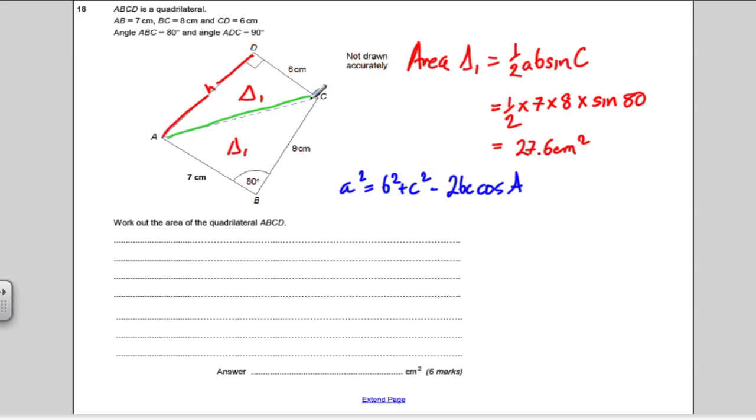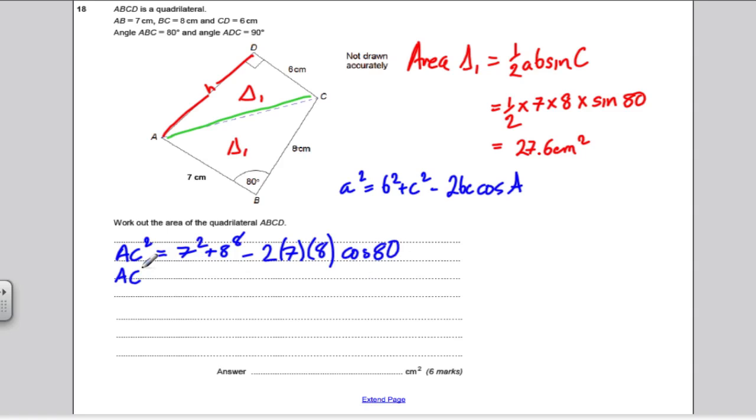And what this is saying, let's use AC to mean our little side a. It means that if I want to work out AC squared, then it is equal to the two other sides squared, so 7 squared plus 8 squared, we're dealing with this triangle here, minus 2 times 7 times the 8, and times cos of the angle opposite the side we're trying to find. So that's 80, cos 80.